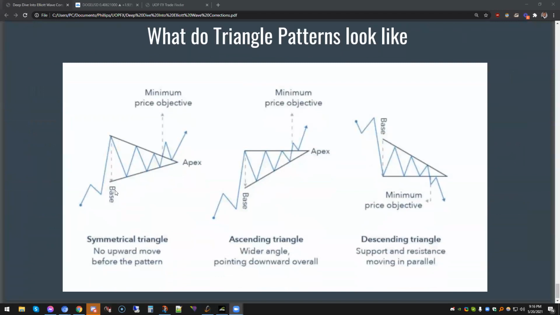What do triangle patterns look like? Okay, what you're looking at here, the first diagram is a symmetrical triangle. Who here is familiar with the symmetrical triangle? Just give me a yes in the chat box if you're familiar with the symmetrical triangle.